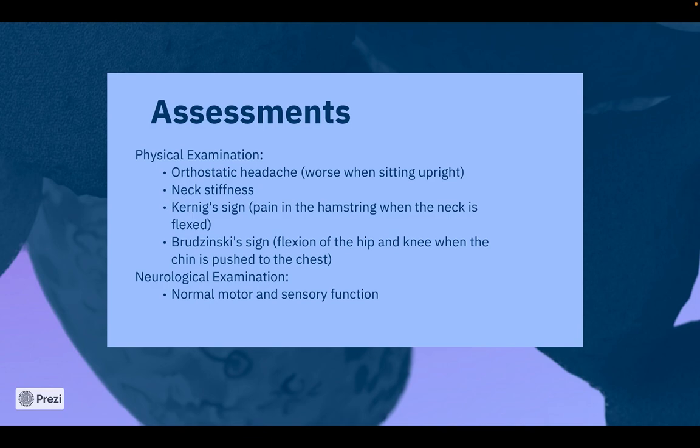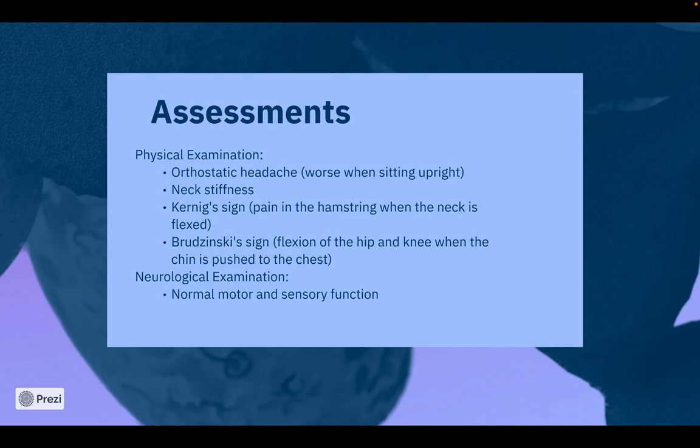And then he complained of neck stiffness. This happens when that CSF leakage irritates the meninges, the membrane that surrounds the brain and spinal cord. This irritation can cause neck stiffness. We had a positive Kernig sign. That's also a positive sign for meningeal irritation. It's thought to be caused by stretching of the inflamed meninges in the spine.